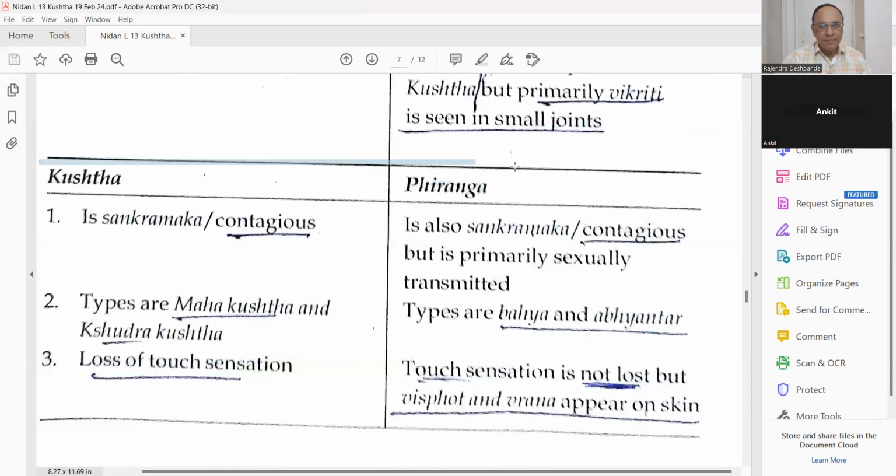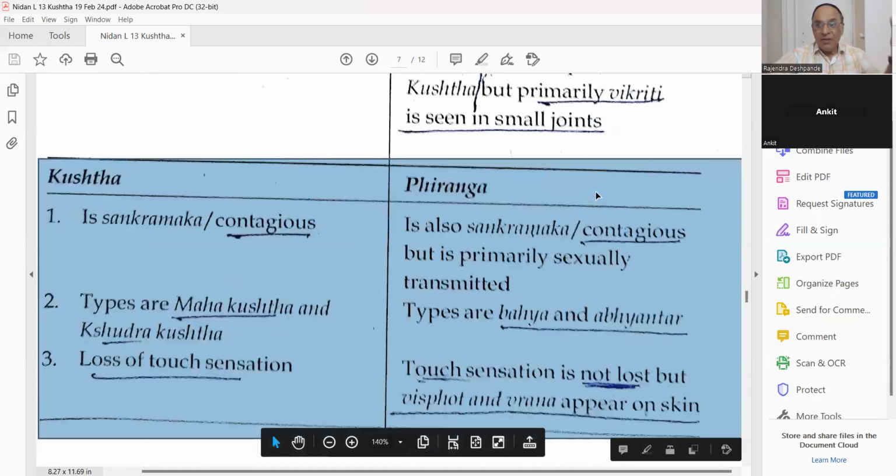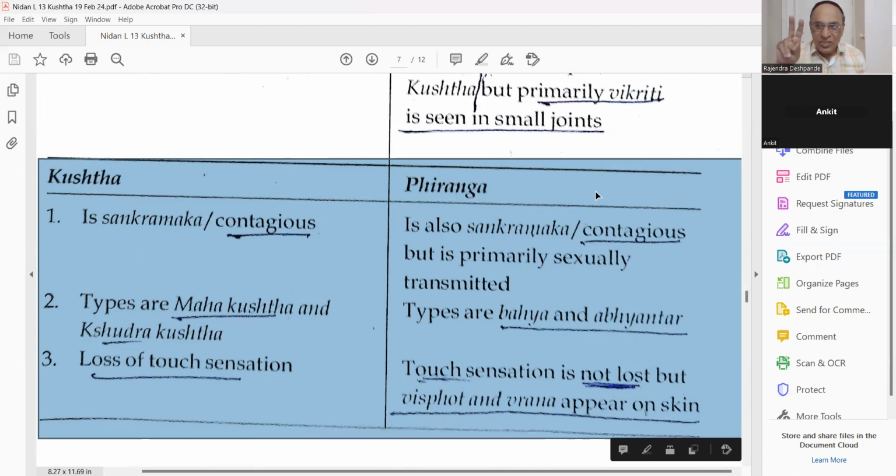Please write down. Firanga, coming from the foreigners. Firanga, Upadamsha, these are the two diseases always asked. Firanga is syphilis and Upadamsha is gonorrhea. According to modern science, these are sexually transmitted diseases. We have covered this in Swasthavrutta, please check the Swasthavrutta playlist. We have the video on STDs where we have discussed a lot.